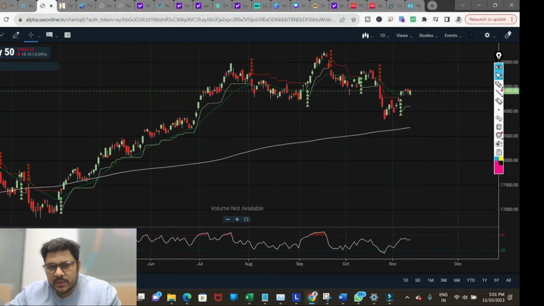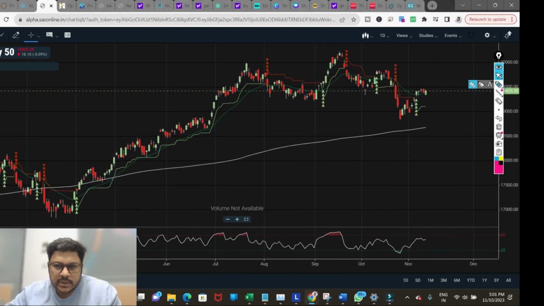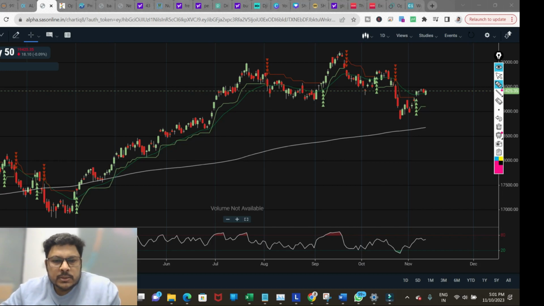Whenever the index or any stock which you are trading is above this 200 period moving average, look out for buy opportunities. If it is below this, then look out for sell opportunities. Writing is so bad with this mouse, so anyways, I will summarize it when I write it in the text.